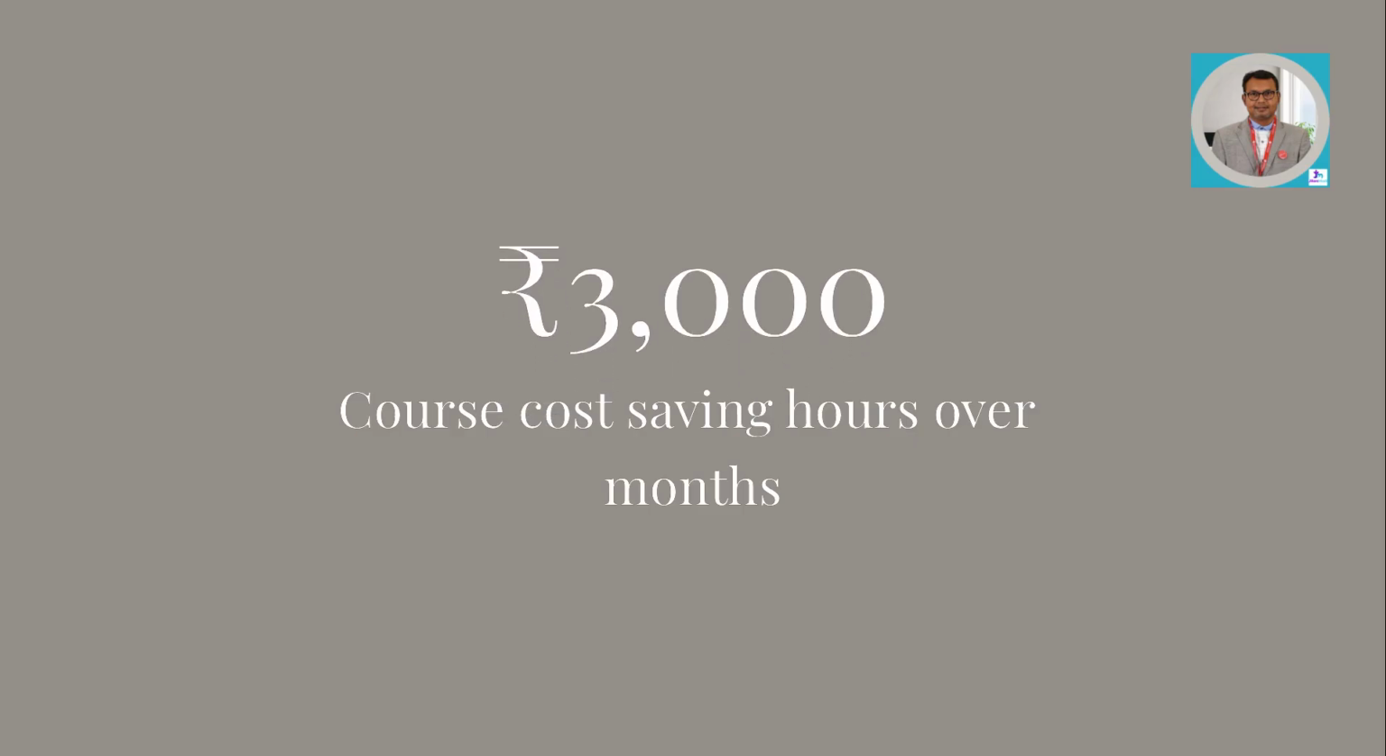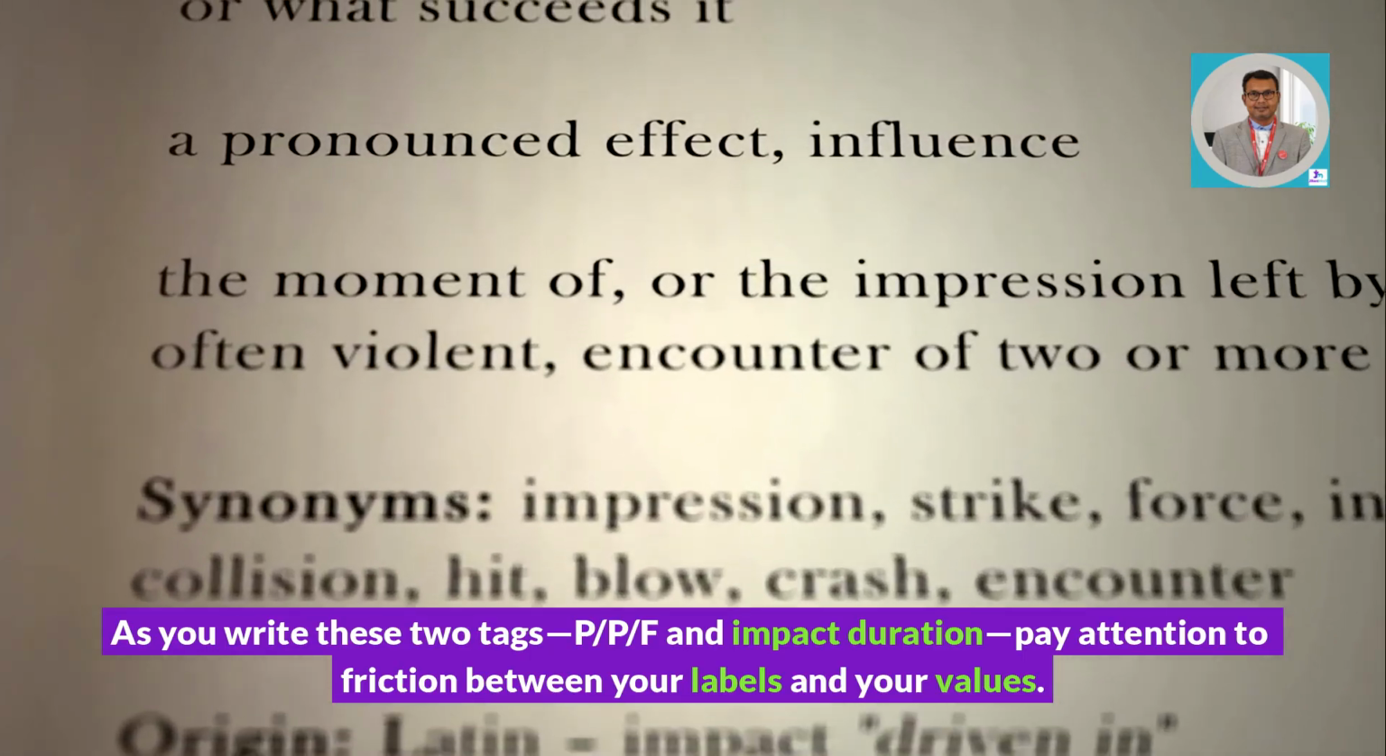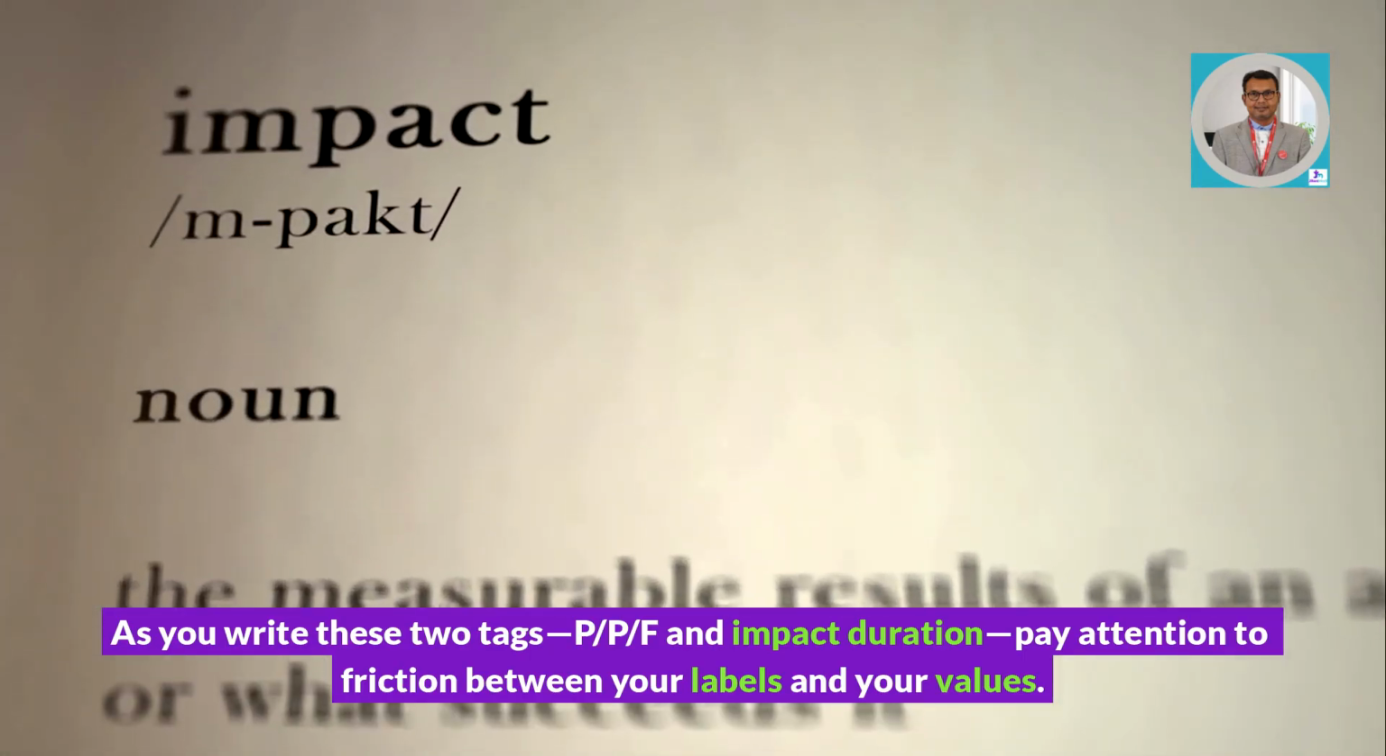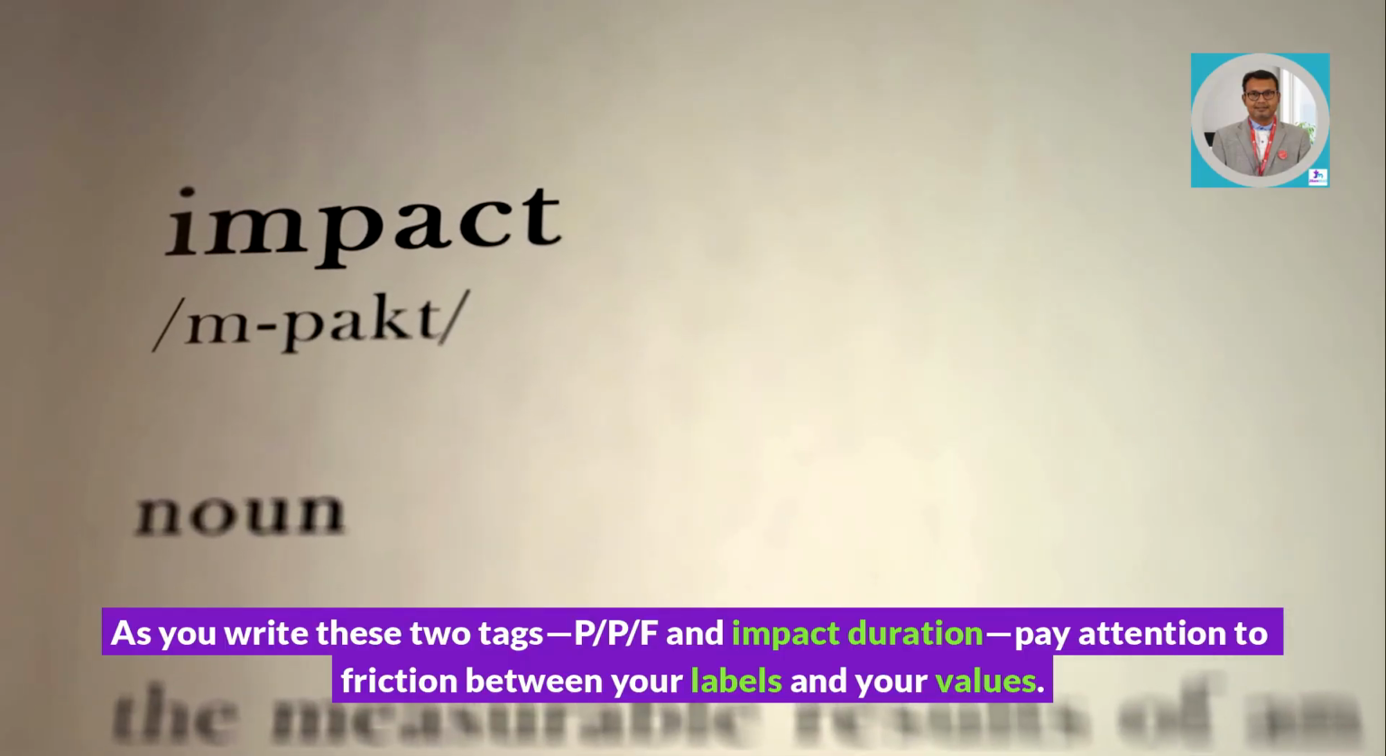A finished 3000 rupees course that saved 30 minutes a day for 12 weeks is 6 EPH hours that buy back 36 hours, months of structured gain for one afternoon's price. As you write these two tags, PPF and impact duration, pay attention to friction between your labels and your values.